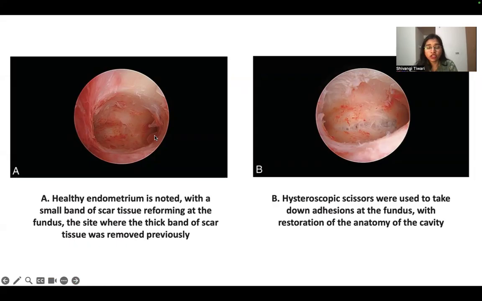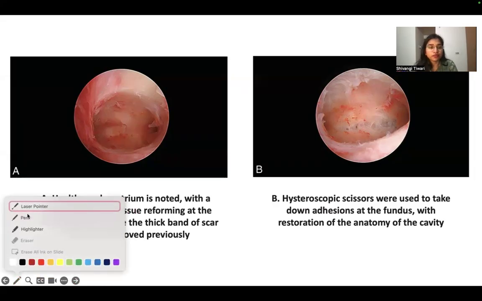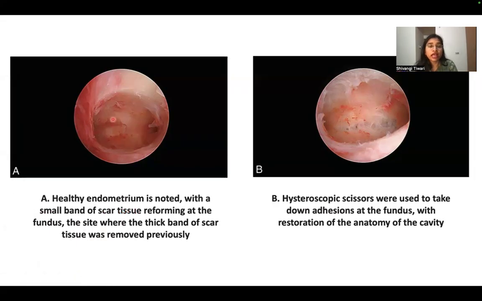These are the hysteroscopic pictures. This is showing healthy endometrium with a small band of scar tissue that is reforming at the fundus, the site where the thick band of scar tissue was removed previously. The hysteroscopic scissors were used to take down adhesions at the fundus with restoration of the anatomy of the cavity.